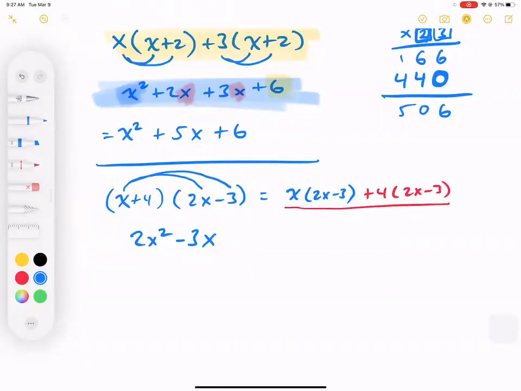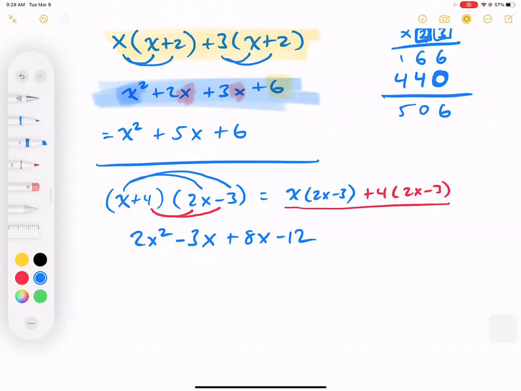Did we finish multiplying everybody by everybody? Nope. Now it's the 4's turn. Here we go. 4 times 2x and 4 times negative 3. 4 times 2x is 8x, and 4 times negative 3 is negative 12. Really, make sure you have an orderly pattern in your brain that works for you.